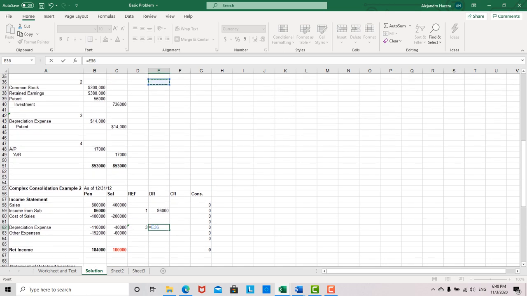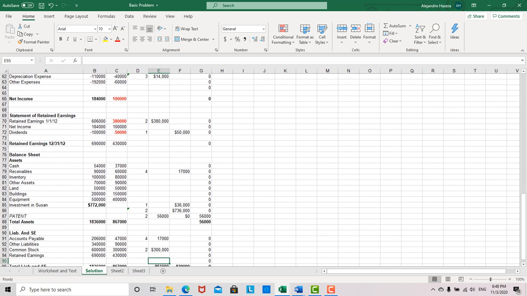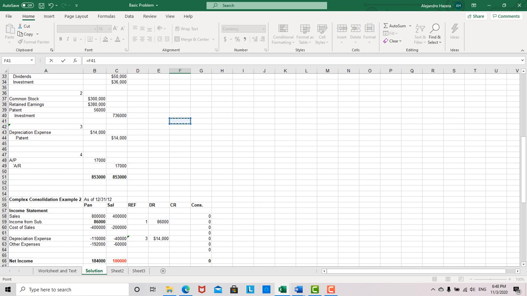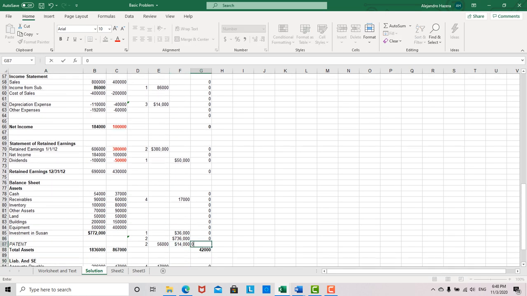It could be amortization expense too, by the way, but the problem only had depreciation, so that's where I put it. And we're going to credit the patent for the 14 in entry 2 here. It'll probably already come out. It's already buried in the template. Yeah, 42,000. I'm going to make this 0.